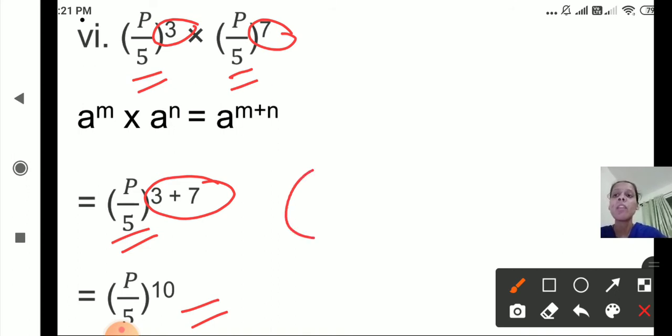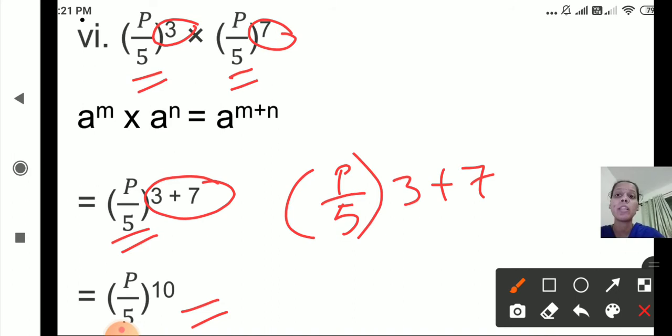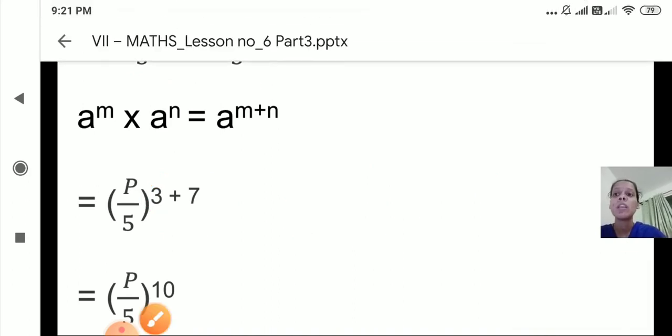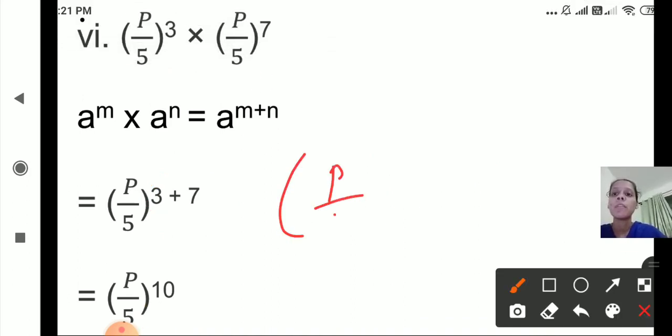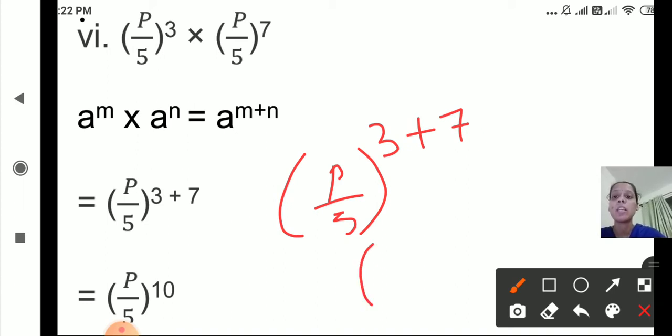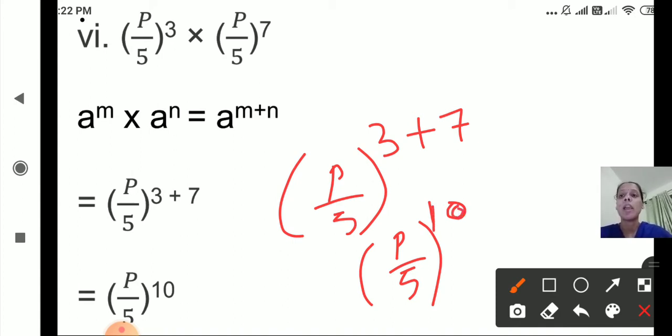Okay, while writing these numbers, while doing the addition, don't write like this, p upon 5 3 plus 7. You will not write down like this. How will you write down these numbers? See, p upon 5, it should be raised to. So like this you will write down 3 plus 7. Okay, and for the answer, p upon 5 raised to 3 plus 7 is 10. So here you will write down 10, on the right hand side above the number, as a small number. Okay, now this is the answer and this is the formula. Okay, hope you are clear with this.